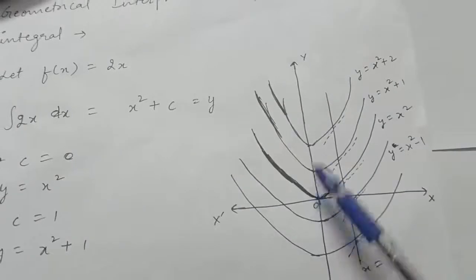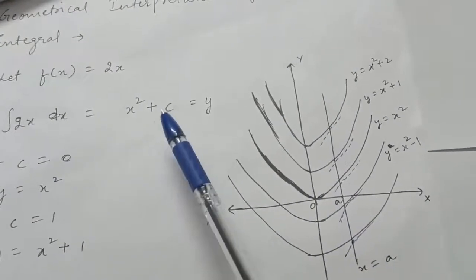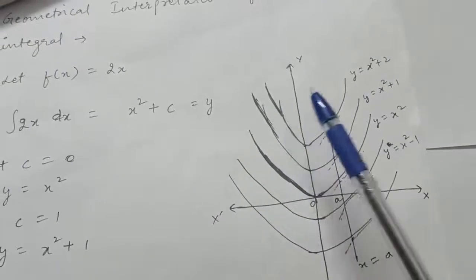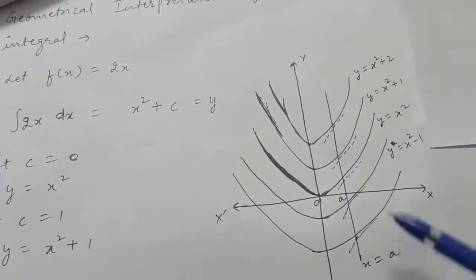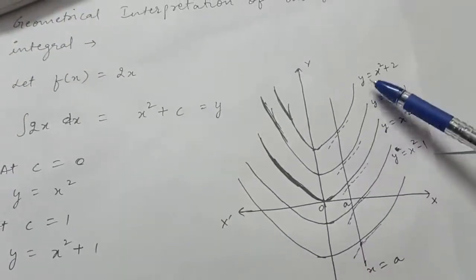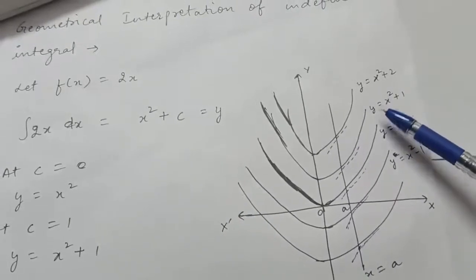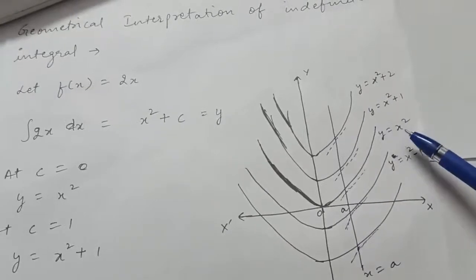That is why we say that the indefinite integral includes the family of all of its antiderivatives, right? Also at the line x equal to a, the value of this function is y is equal to a square plus 2. Here the values at a are y is equal to a square plus 1, and y is equal to a square.